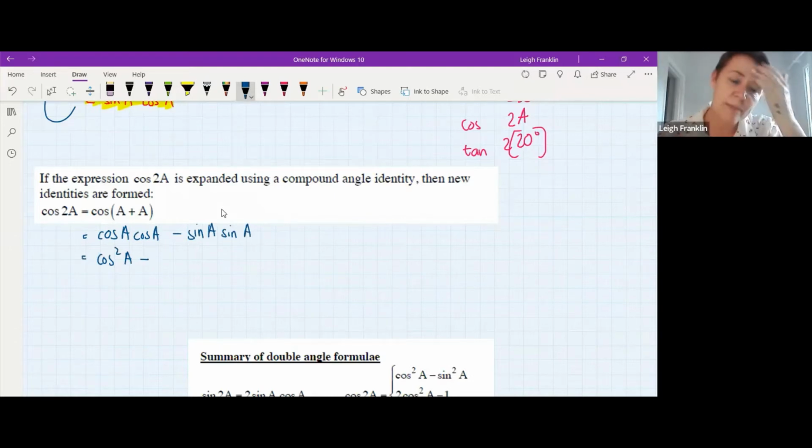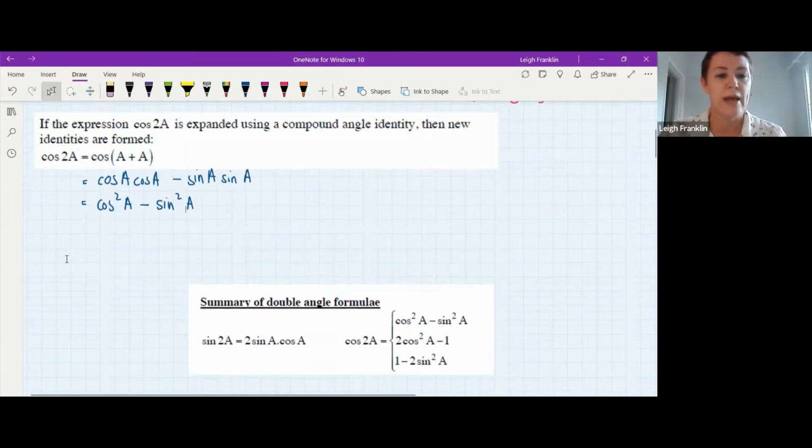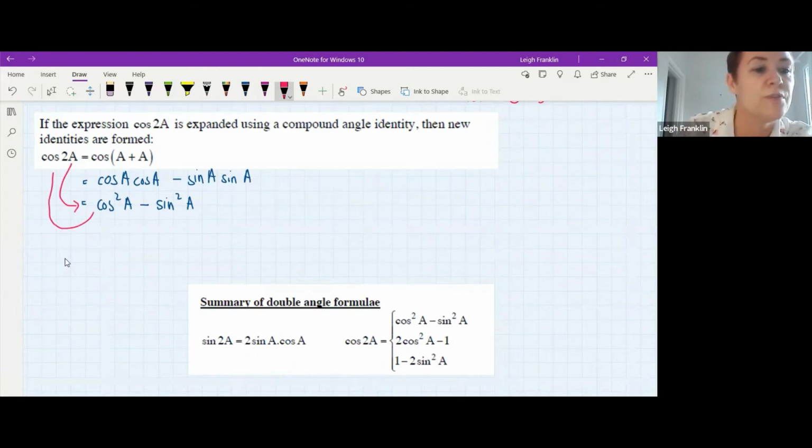And sine A times sine A is sine squared A. All right, so that is your first cosine double angle identity. Cos 2A is equal to cos squared A minus sine squared A. But there are other ways in which we can write this, and I'm going to show you those now. Again, when we are doing the expansion, we're going in this direction, and when we do the reversal of the expansion, we're going back the other way.